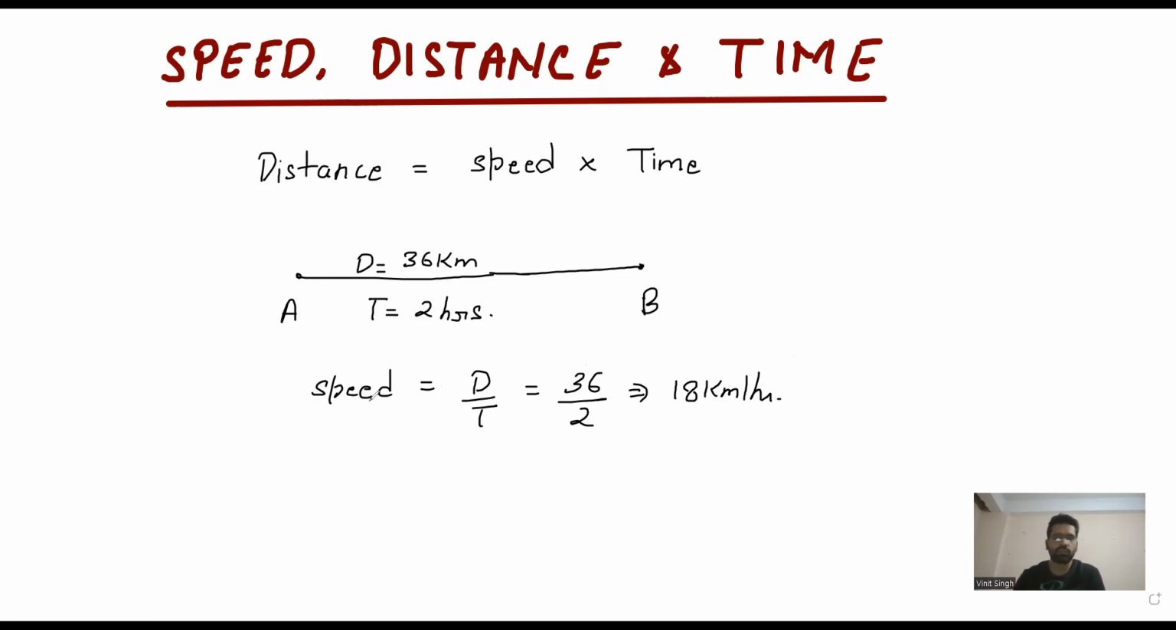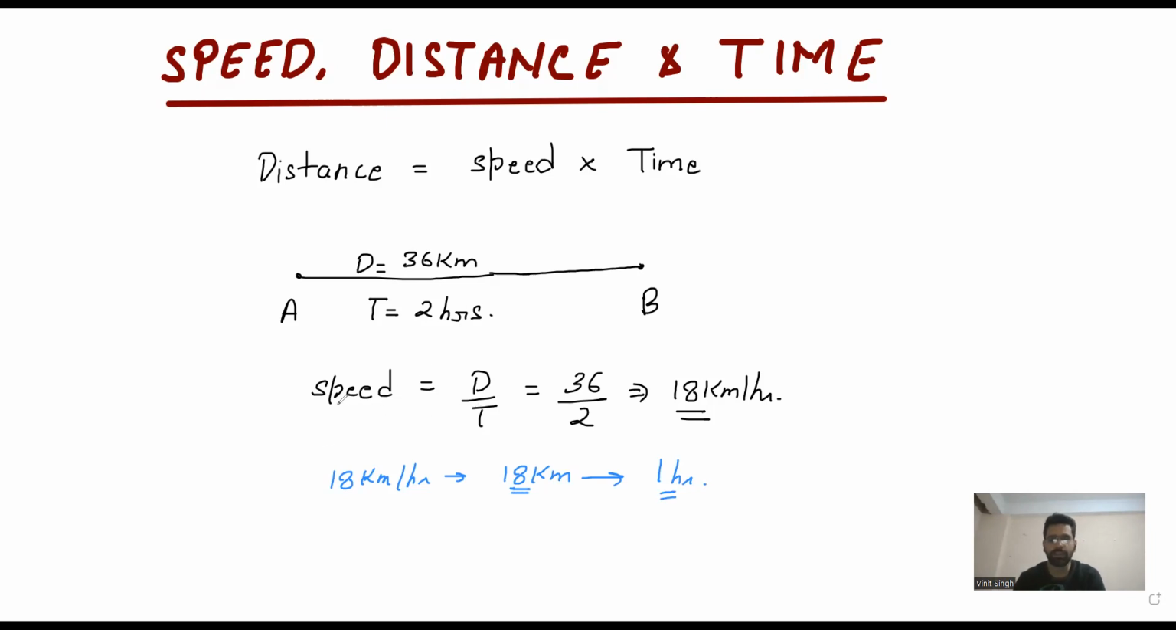Clear? So what does it mean? What does 18 km per hour mean? 18 km per hour means the distance of 18 km is covered in 1 hour. So 18 km per hour means 18 km distance is covered in 1 hour.